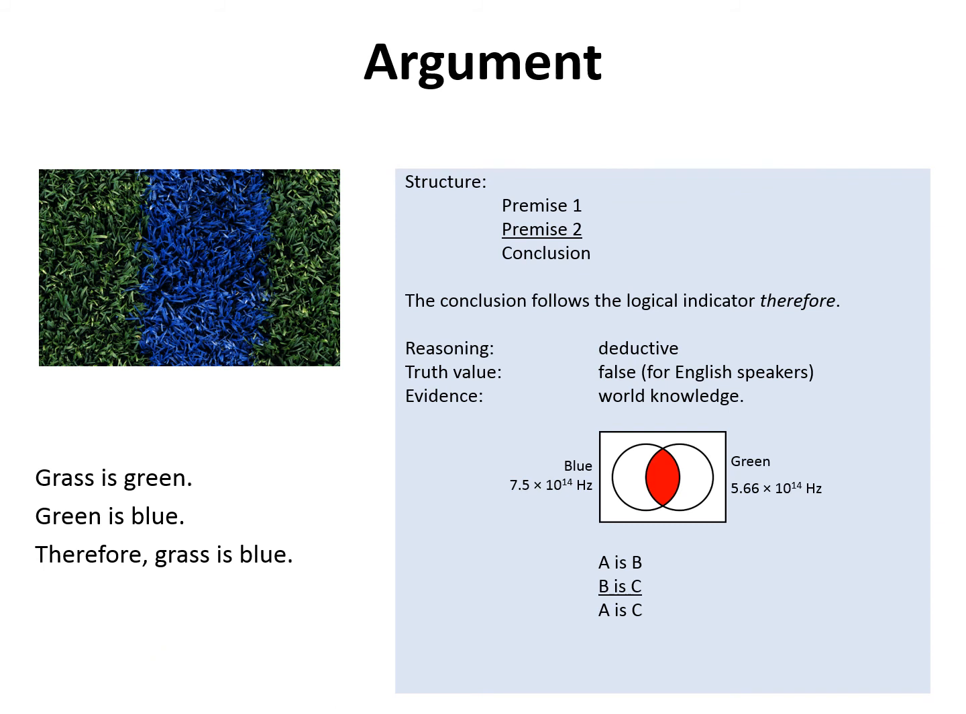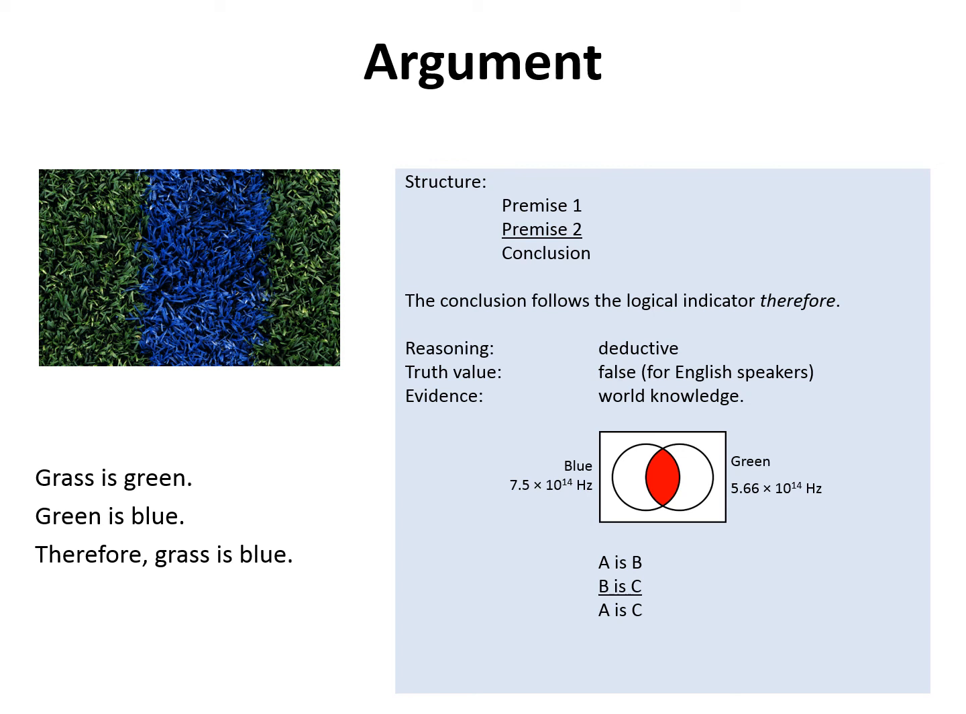Okay, let's more formally look at the same argument. So we have two premises followed by a conclusion. The conclusion follows the logical indicator therefore. The reasoning is deductive because we're going from the universal case in which all grass is green. The truth value is false for English speakers because in general in English, all grass is not green. Evidence? Well, this is based on my world knowledge, looking at the world through English.